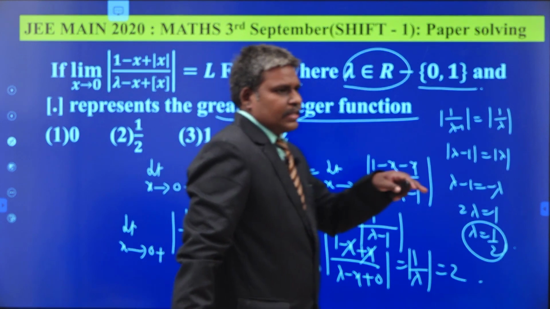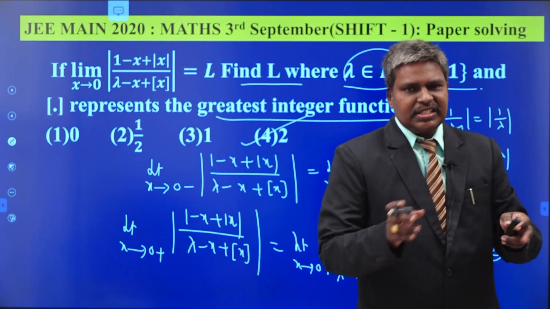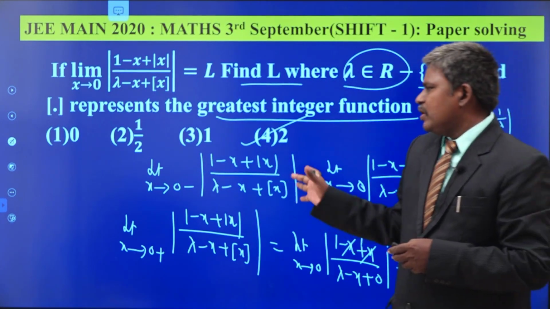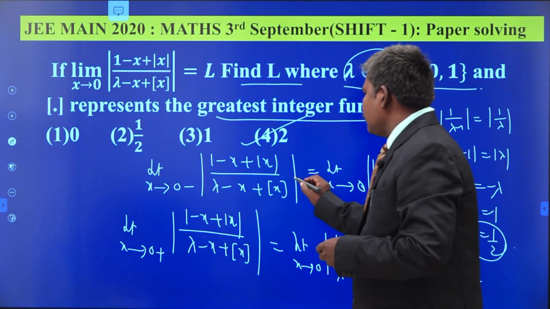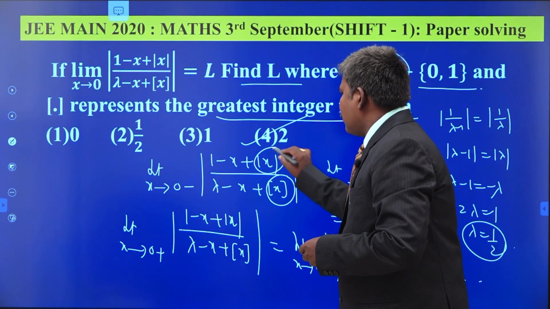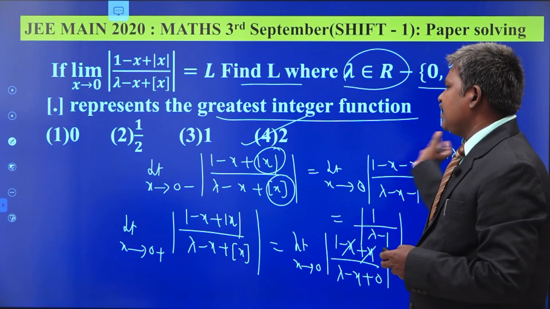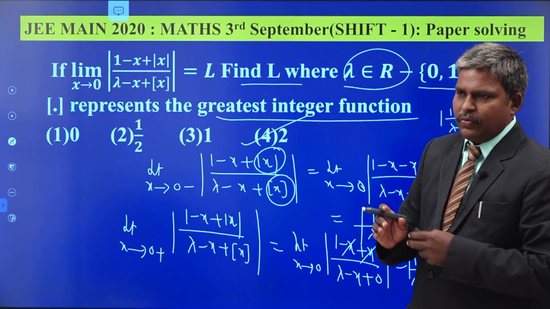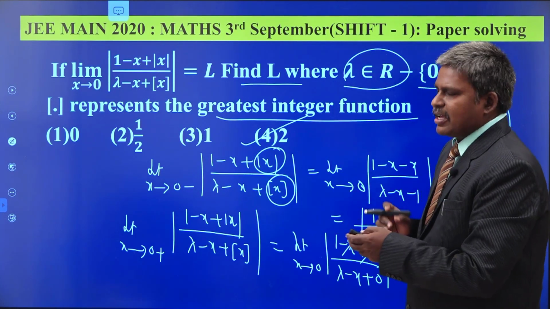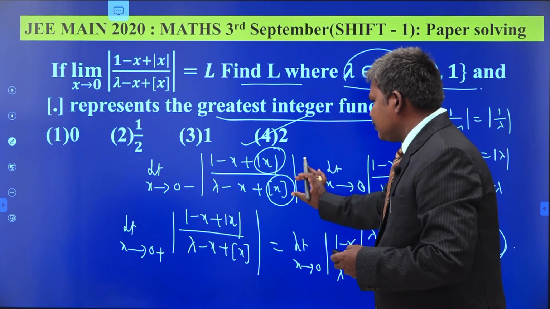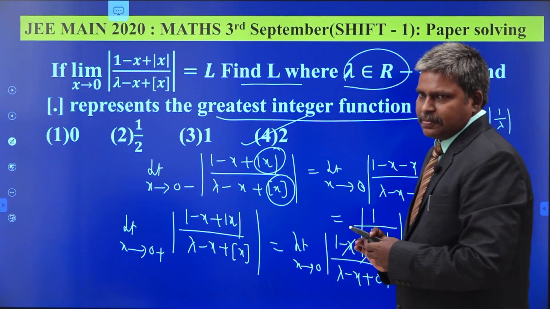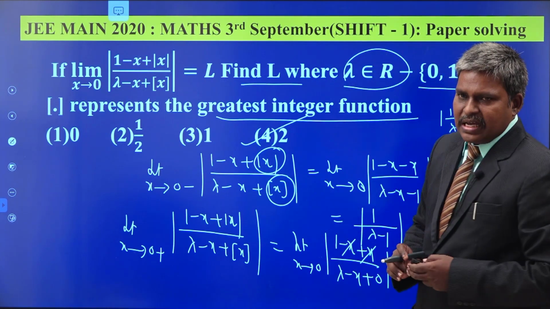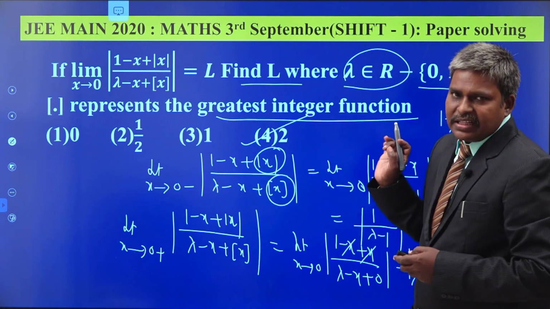So as x tends to 0 minus, what is the box x? As x tends to 0 plus, what about box x? Once you establish the mod x and box x, then the problem is very easy for you. When it becomes minus x, when it becomes x for mod x, when it becomes 0, when it becomes minus 1, these are necessary to crack this one.